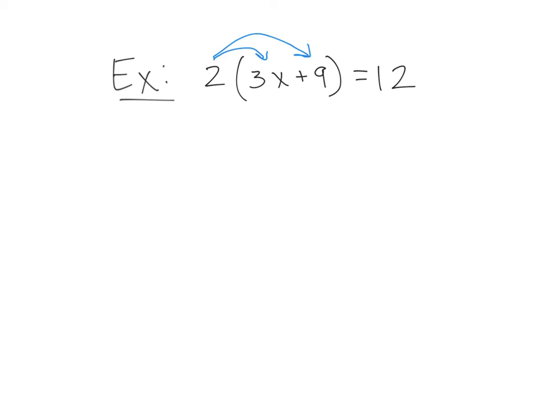So we see those parentheses and I can multiply in. So 2 multiplied by 3x makes 6x. And 2 multiplied by a positive 9 makes a plus 18. So I'm left with 6x plus 18 equals 12. Now that I've simplified the left-hand side of the equation using the distributive property, the problem is set up to solve using my techniques for solving two-step equations.